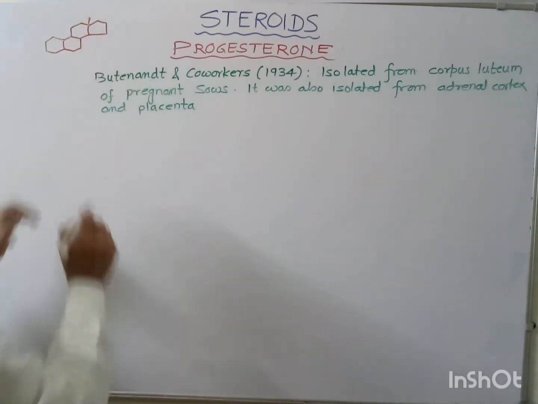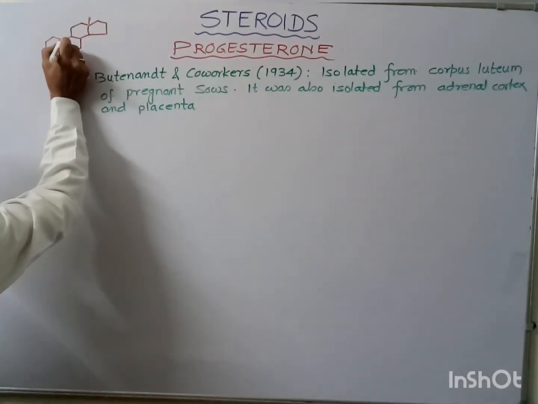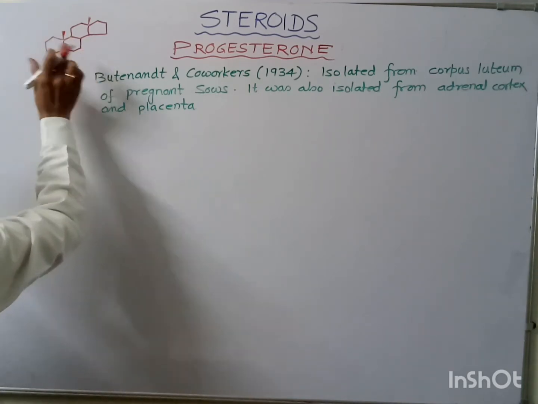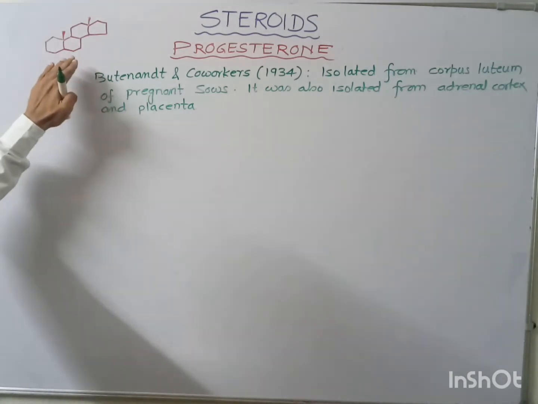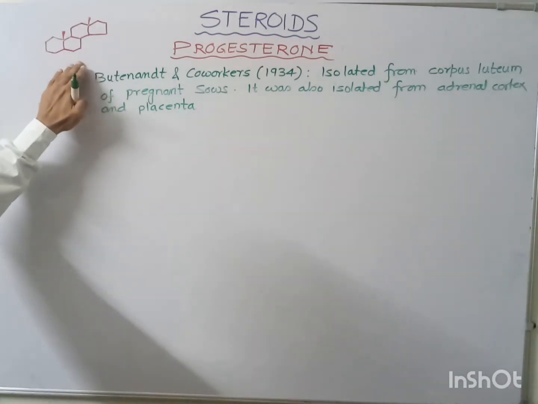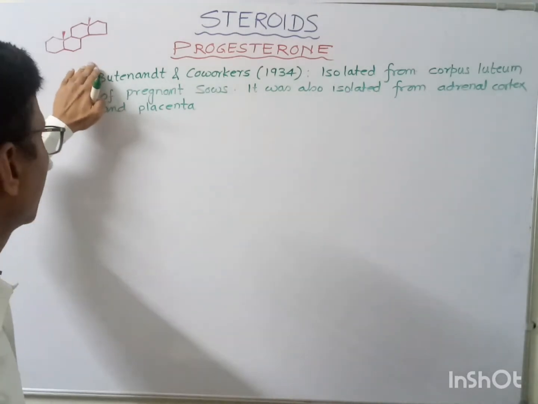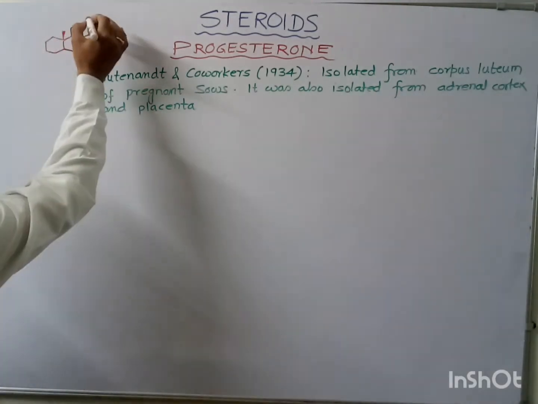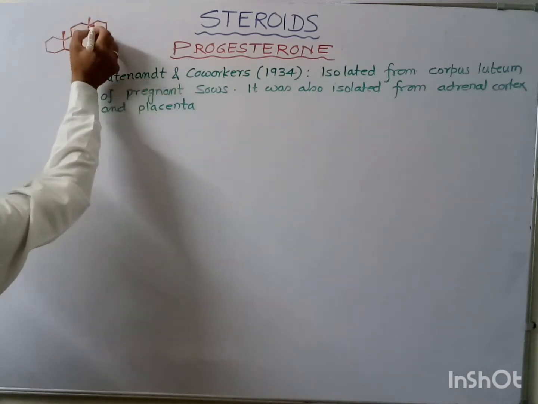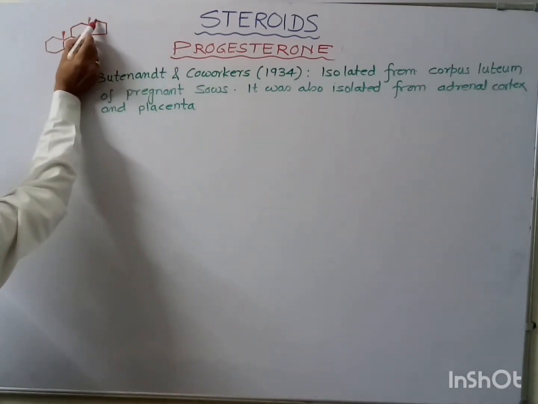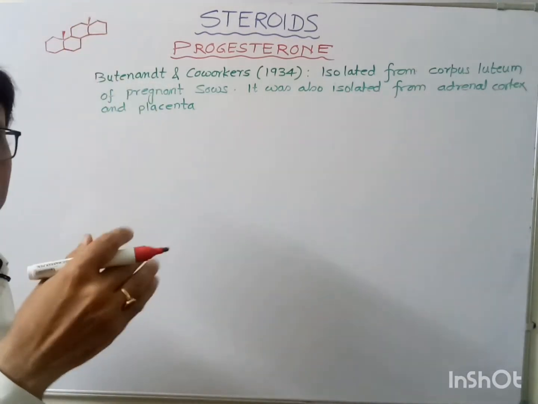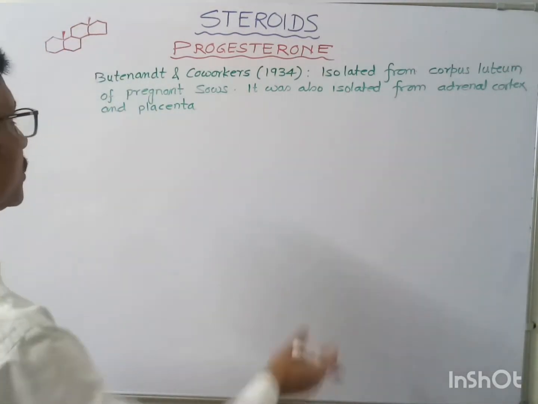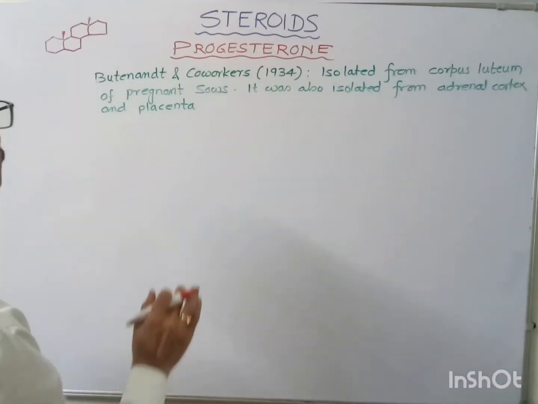the estrane nucleus. Now if we add another angular methyl group, then it has 19 carbon atoms. Then it will become the steroidal nucleus androstane. Okay. And if I add two more carbon atoms at the 17th position, then it will become the pregnane nucleus. Now this is progesterone. So this is progesterone.